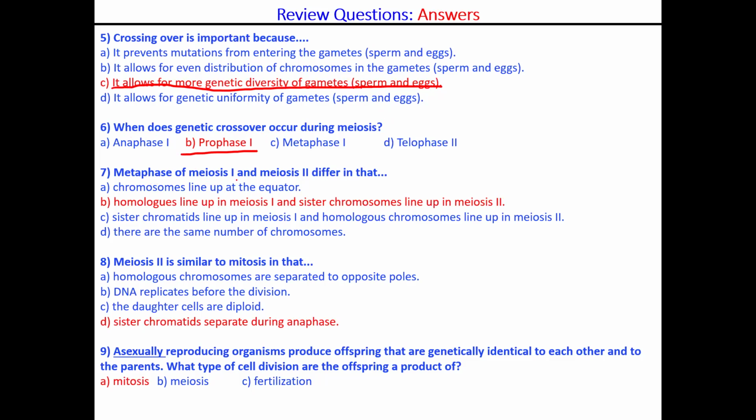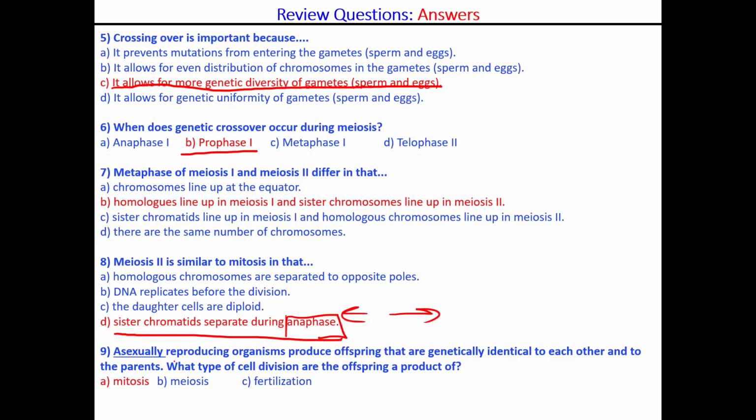Metaphase of meiosis 1 and metaphase of meiosis 2 differ in what? Homologous chromosomes line up in meiosis 1 versus sister chromatids line up in meiosis 2. Remember, the reason why is because we're trying to go from our diploid down to our haploid. Meiosis 2 is similar to mitosis in that sister chromatids separate out during anaphase. So remember, ana is away, so that means they're pulling or moving in opposite directions because they're going to split apart.